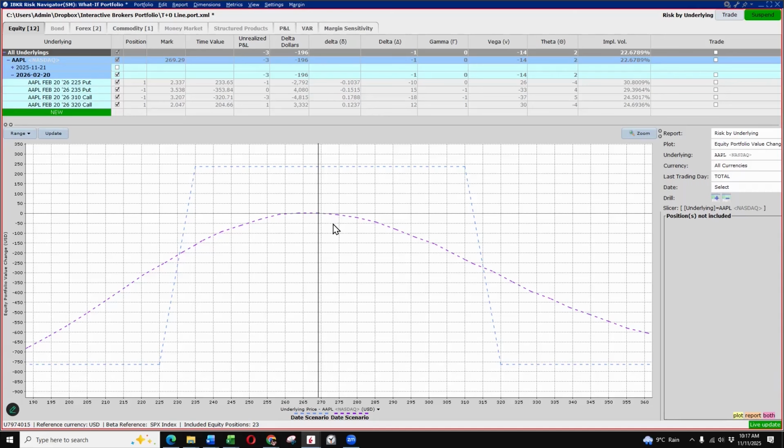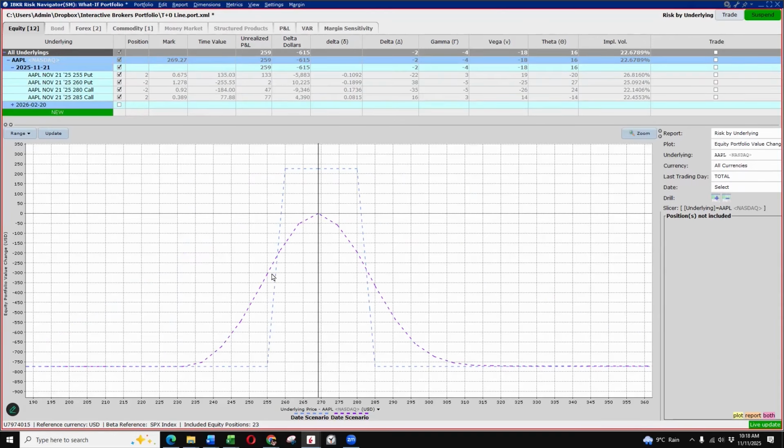Whereas if we go back to our November position, we're going to see if Apple goes to 255, we're going to have a much bigger loss than what the long-term trade is going to have, which is only about $25. So let's go and look at the short-term one. And we can see here, if Apple drops to 255 today, we're going to be down about $300 on this shorter term trade.